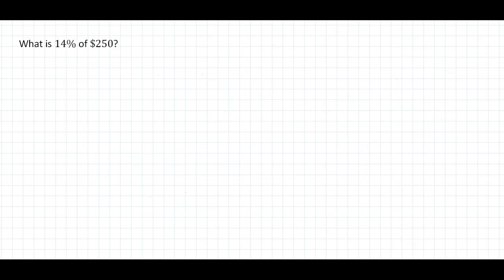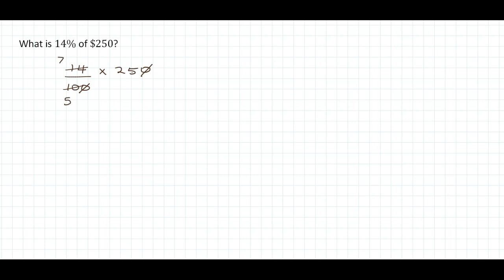And then final example, what is 14% of $250? So we start with 14% is 14 with a denominator of 100. We multiply by 250. So we're going to cross out our zeros whenever you can do so. So here we can divide numerator and denominator by 2 because they're even numbers. 10 divided by 2, we have 5. 14 divided by 2, we have 7.